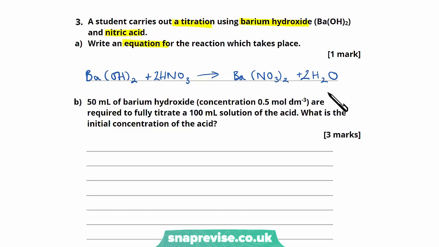To check our oxygen atoms, there's 2 here and 6 here, that's 8. And we have 6 here and 2 here, 8 again. So that is our correct and balanced equation. And for that we get 1 mark.